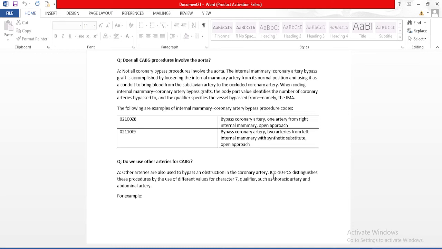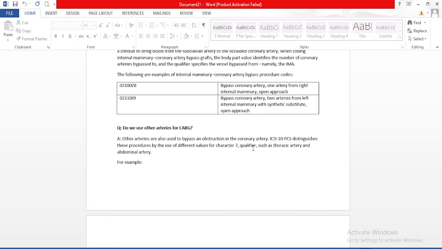We will check one example here. Bypass coronary artery, one artery from right internal mammary artery, open approach. See here, here also the sixth character changes. Z means one artery from right internal mammary artery. J means two arteries from left internal mammary artery with synthetic substitute, open approach.